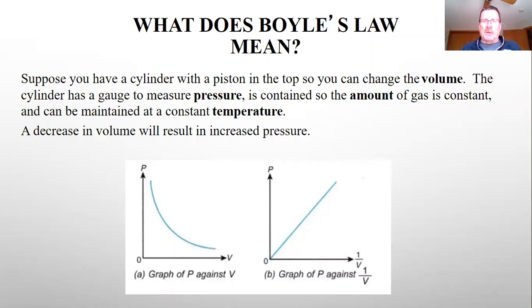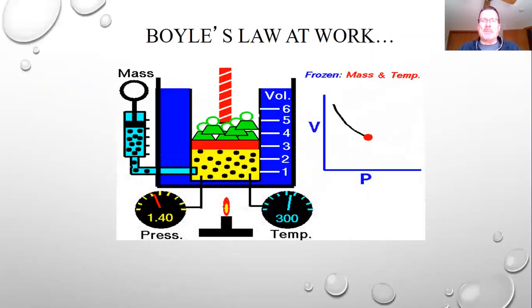Suppose you have a cylinder with a piston on the top that you can use to change the volume. You have a gauge to measure pressure, and it's in a container, so the amount is constant, and it can be maintained at a constant temperature. What you see then is your indirect relationship. As pressure increases, volume decreases. Now, if you remember your algebra and inverse relationships, the way to get your straight line is to flip over one of those values. So get the reciprocal of, say, the volume, and you can see it straightens right out to show that indirect relationship.